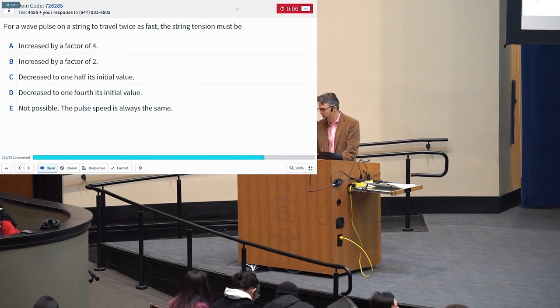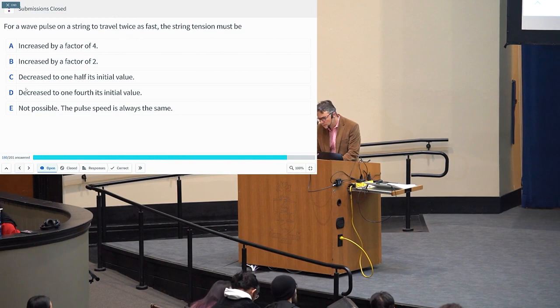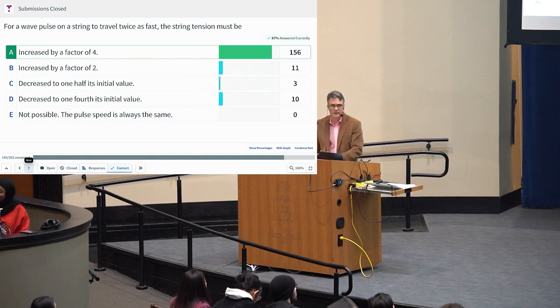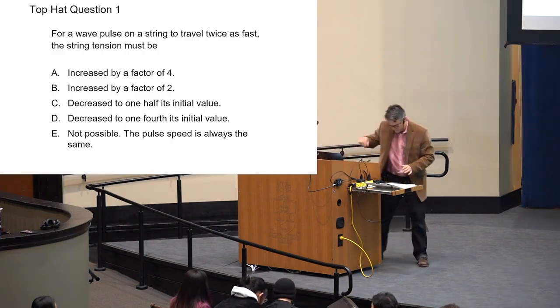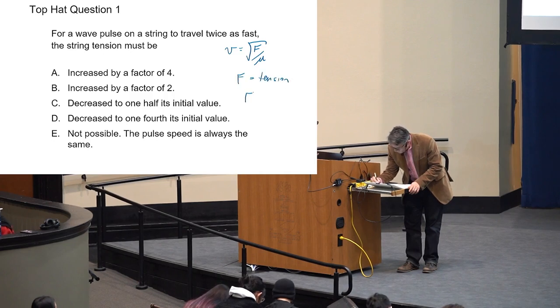All right. Going once, going twice. People are saying it's increased by a factor of 4. So that's right. That takes into account that square root. If you look at the equation, V is equal to the square root of the tension. And so if F goes up by a factor of 4, then V will go up by a factor of root 4.